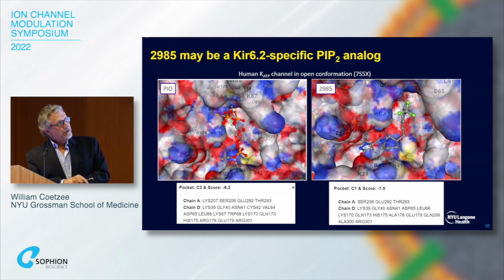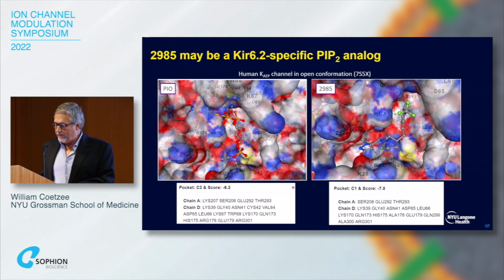We repeat the same thing with this particular compound. 2985 binds to exactly the same pocket with similar residues that coordinate binding. This makes us think that maybe this compound 2985 could be a Kir6.2 specific PIP2 analog, possibly.